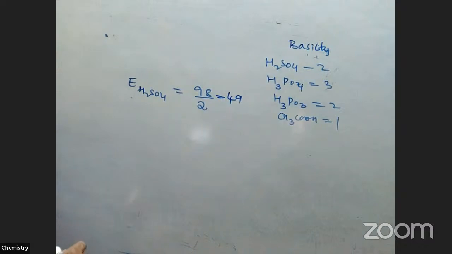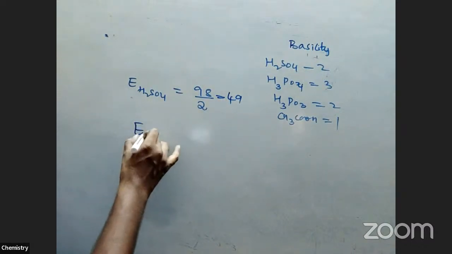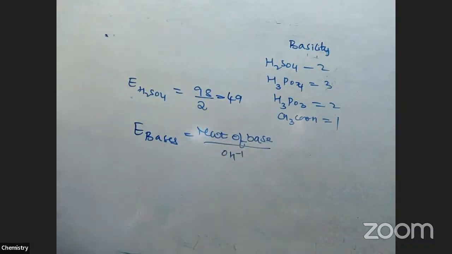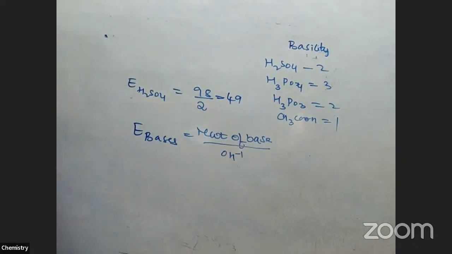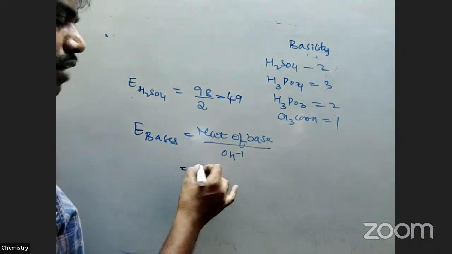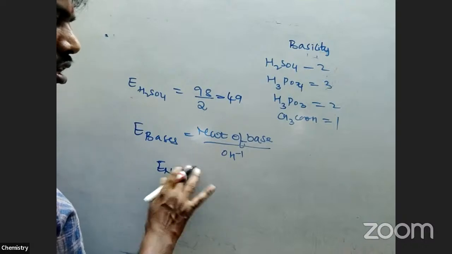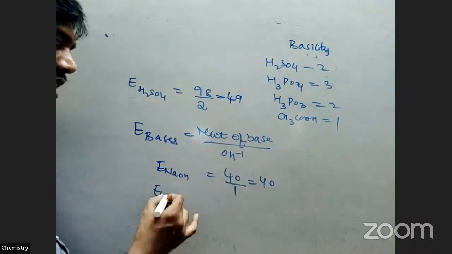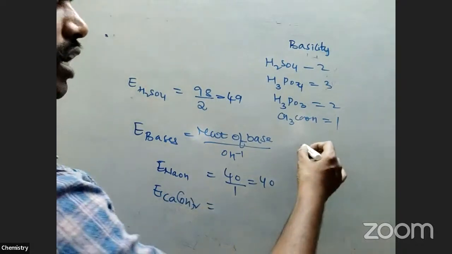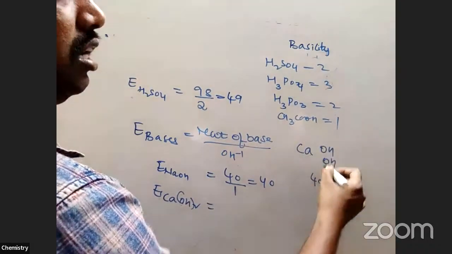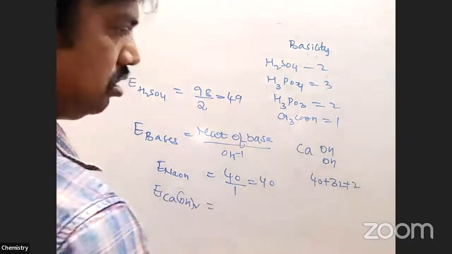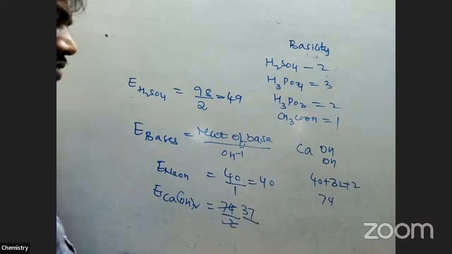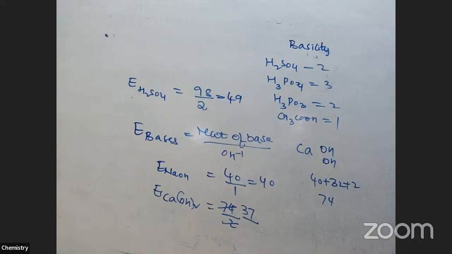So this is the method to find the equivalent weight of acids. Equivalent weight of bases is the molecular weight of the base by how many hydroxyl ions are displaced. If you take the example NaOH, the molecular weight of NaOH is 40, divided by 1 OH, so 40. Equivalent weight of calcium hydroxide: you find the molecular weight of calcium hydroxide. Calcium 40, 2 oxygens 32, 2 hydrogens 2, so 74. 74 by 2 hydroxyl ions gives 37. So this is the method to find the equivalent weight of bases.